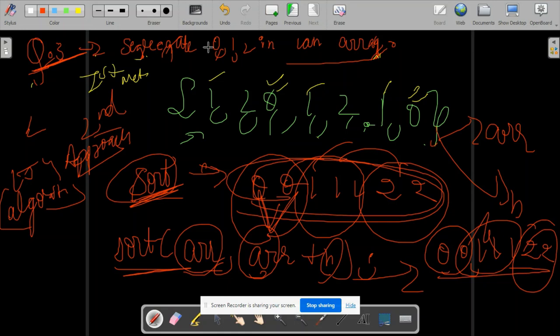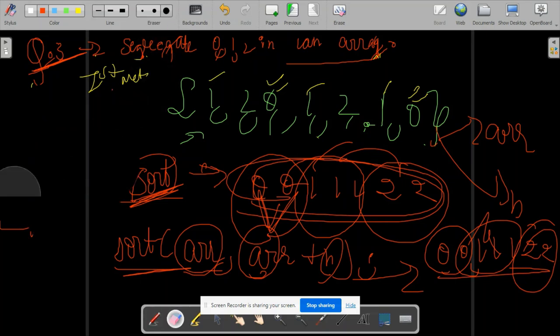This is the second approach of segregating 0, 1, 2 in an array. I hope this approach is also clear to you. It is a one-liner approach. It is inbuilt. You have just used an inbuilt function to get this question done, right? Okay, let us proceed further to the main and important approach that you have to do.